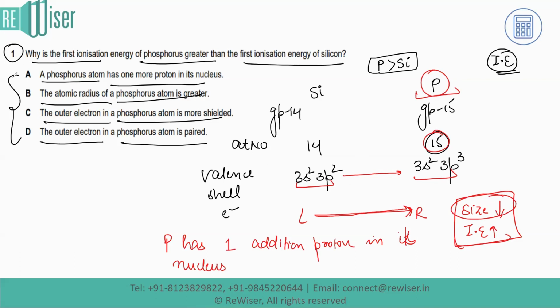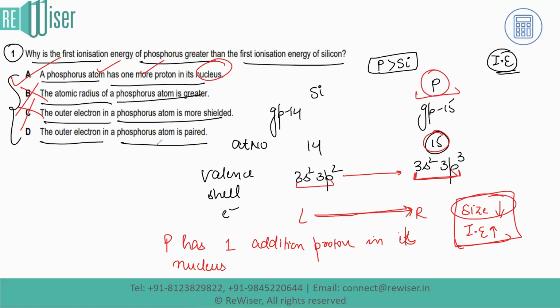So if you look at the options, A is the correct option because phosphorus atom has one more proton in its nucleus. And if you look at the other options, B is the atomic radius of phosphorus atom is greater. So no, atomic radius of phosphorus is smaller than that of silicon. C is the outer electron in phosphorus atom is more shielded, so no. Outer electrons lie in the same shell, so they are not more shielded.